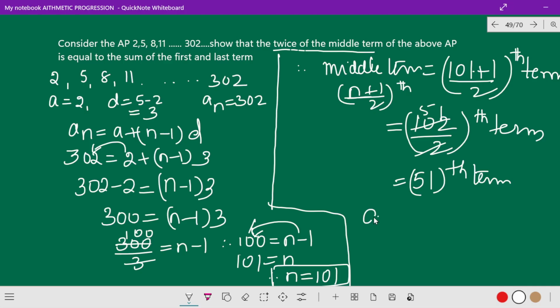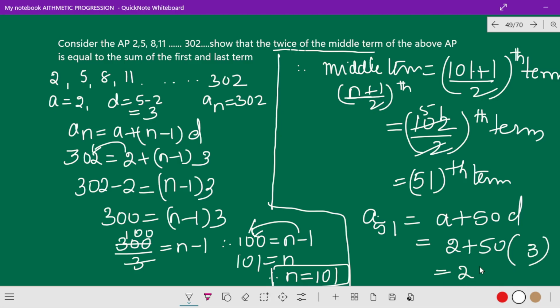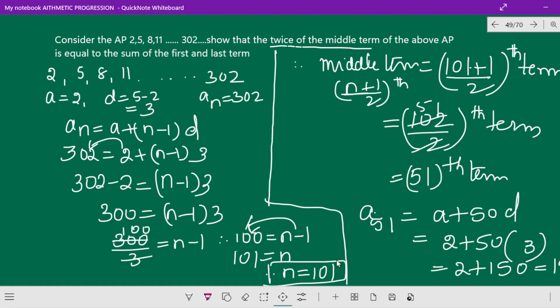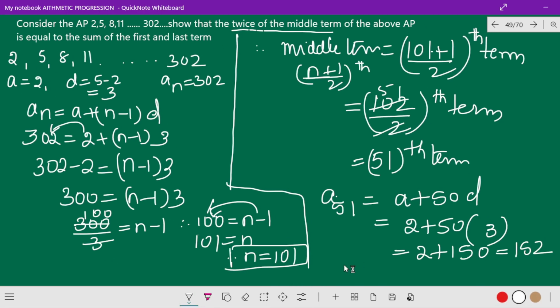So what is A51? It is equal to A plus 50D. So what is A? 2 plus 50 into D, which is 3. So this is 2 plus 150. The answer is 152. So what did we get here? The middle term is the 51st term, and the 51st term is 152.